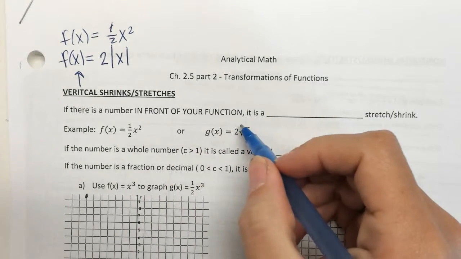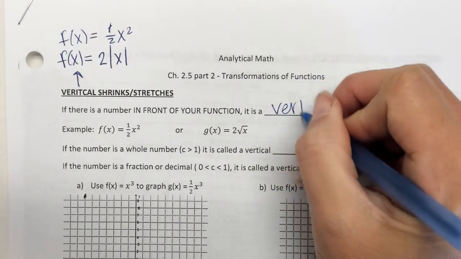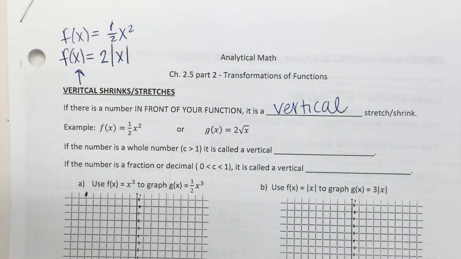So if there's a number in front of your x, it is a vertical shrink or stretch. Easy way to remember this. If it's not grouped with your x, it's closer to your y. And y is talking about up and down, right? So that's easy to remember, vertical. So what do you think is going to happen if it's grouped with your x? It's not going to change it vertically, it's going to change it horizontally.